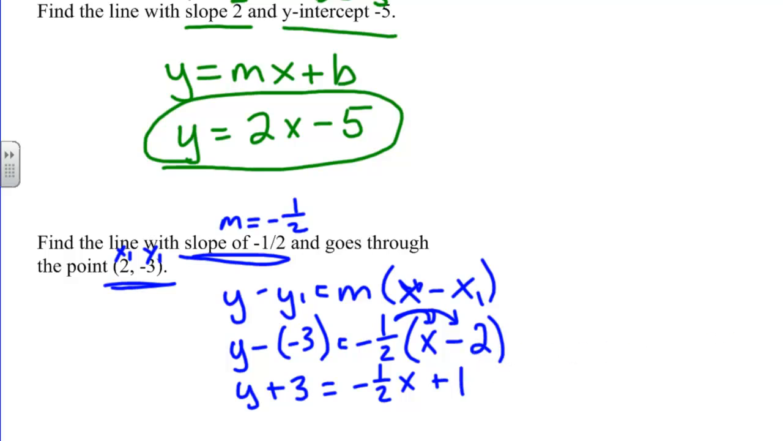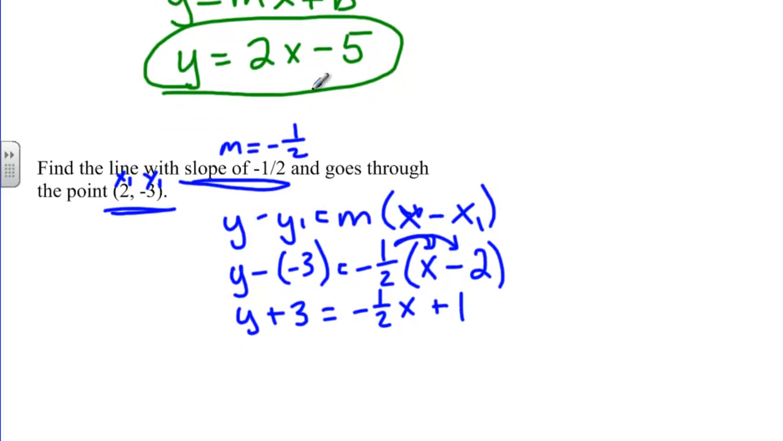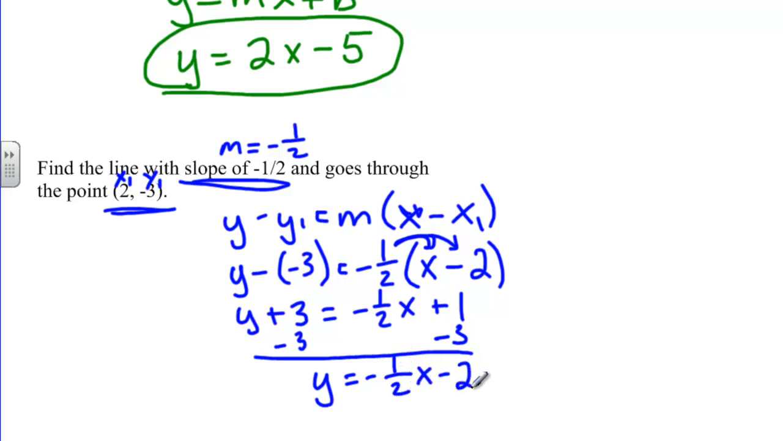Now to get to slope-intercept form, I'm going to subtract 3 from both sides. And I get y equals -1/2 x minus 2. And that's my equation of the line.